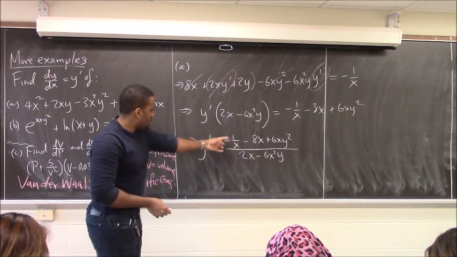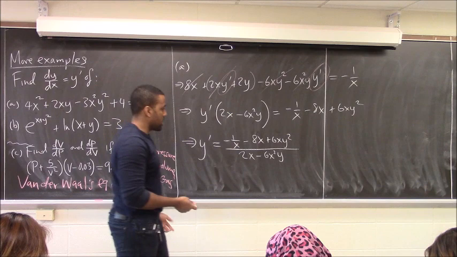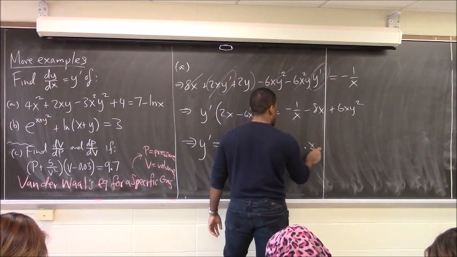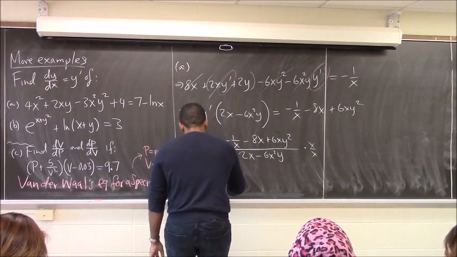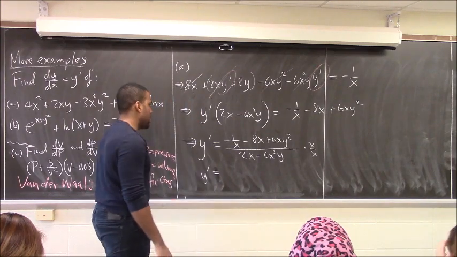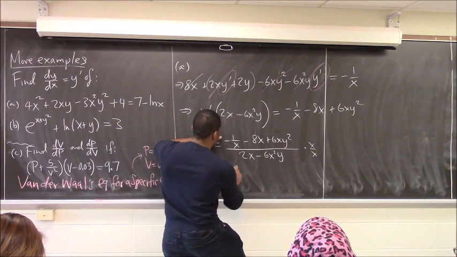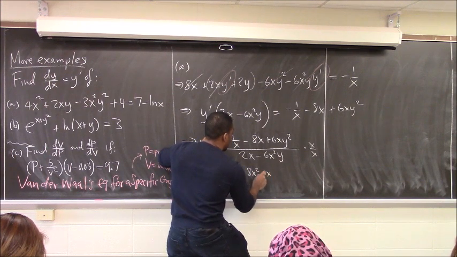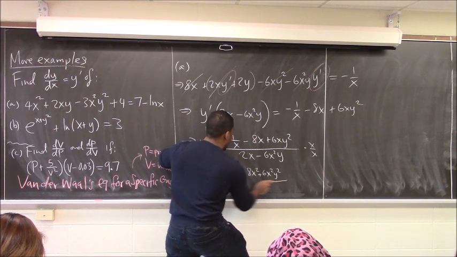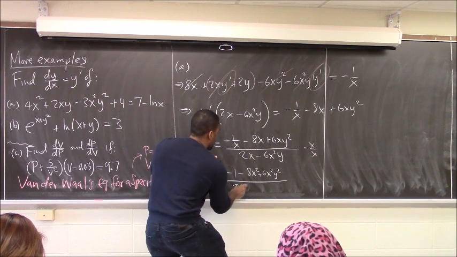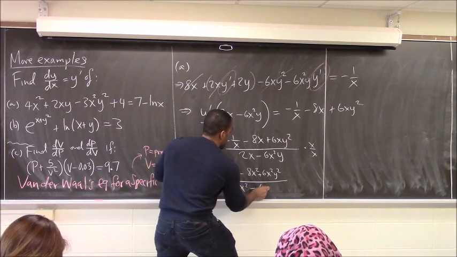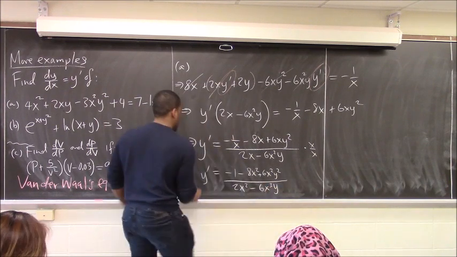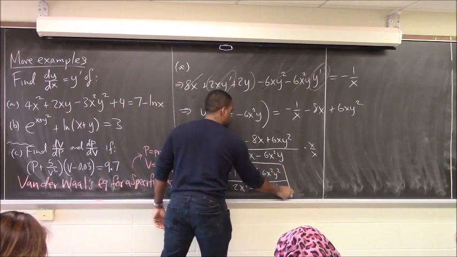And we have a little bit of a complex fraction issue going on here with the 1 over x. We could simplify that by just multiplying by x over x. So a slightly nicer version would be something like minus 1 minus 8x squared plus 6x squared y squared over 2x squared minus 6x cubed y. And that is our answer.